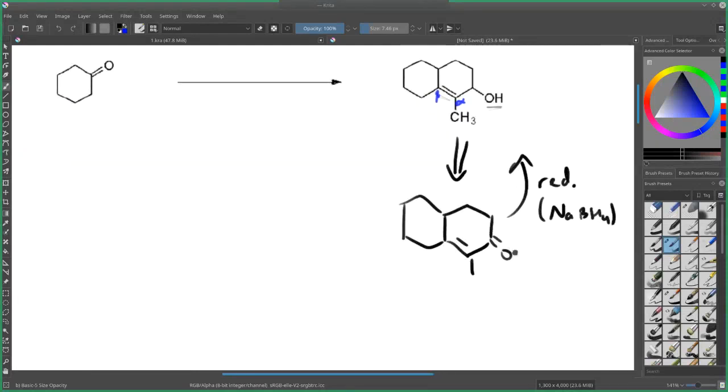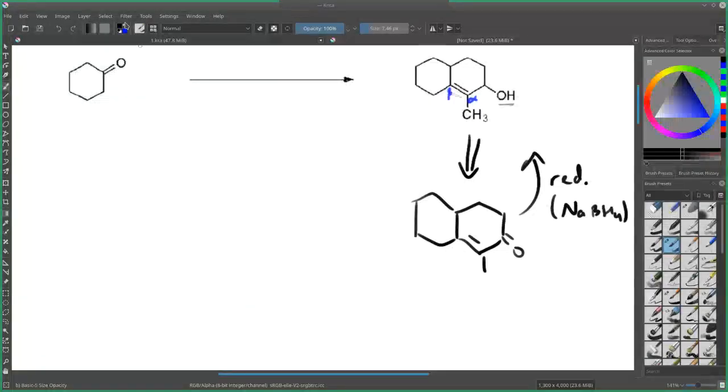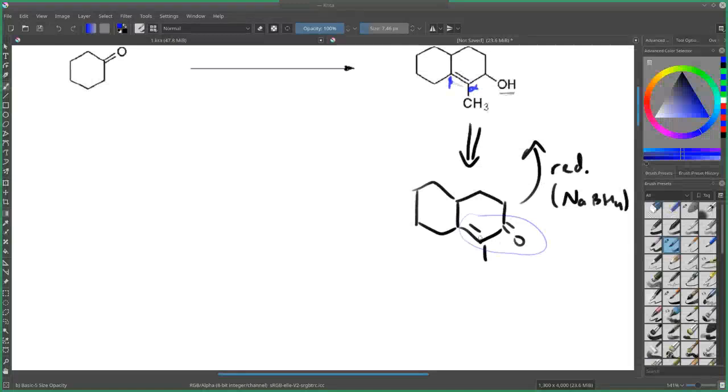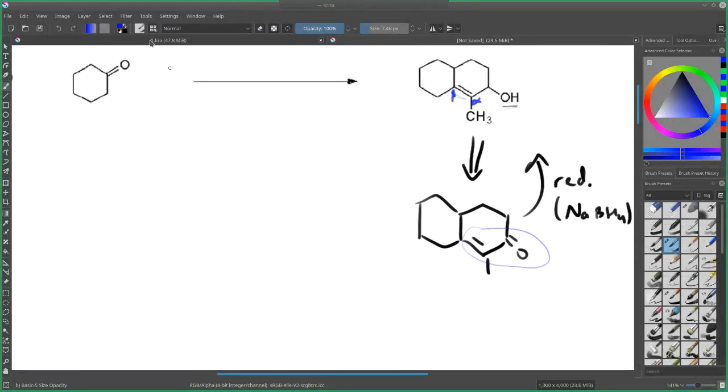Okay, here we go. And now what do you notice? You notice that you have this ketone and a double bond right next to it, right? And what reaction does that just tell you we're going to do?